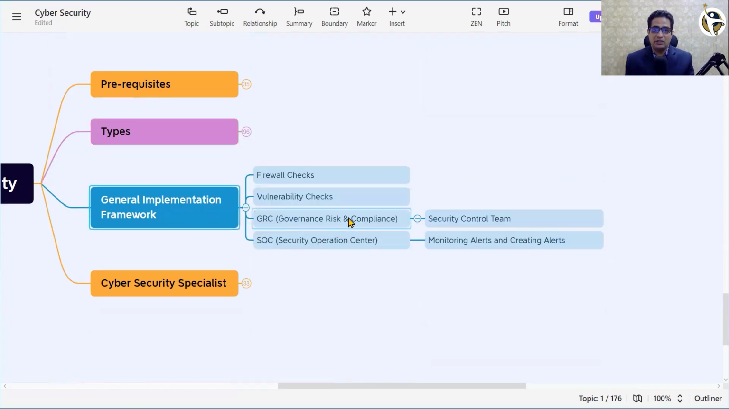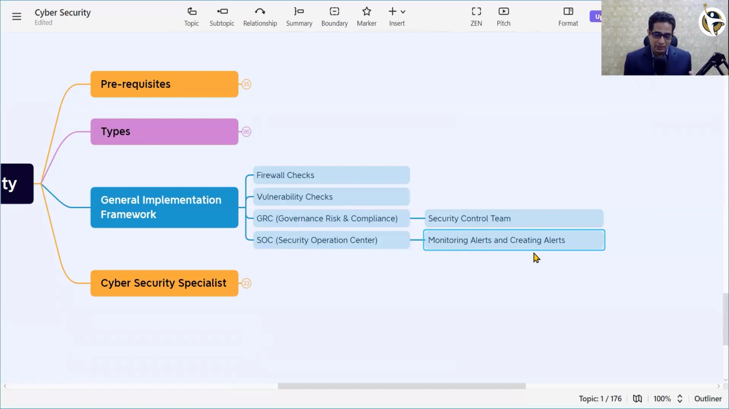Now coming to the general framework. When you play the role of cybersecurity, you need to implement the firewall. That's where firewall checks, vulnerability checks, and there will be some dedicated teams in terms of governance, risk and compliance. That is your security control team. And apart from that, there could be a SOC, meaning Security Operations Center. That's where monitoring and creating alerts happen.